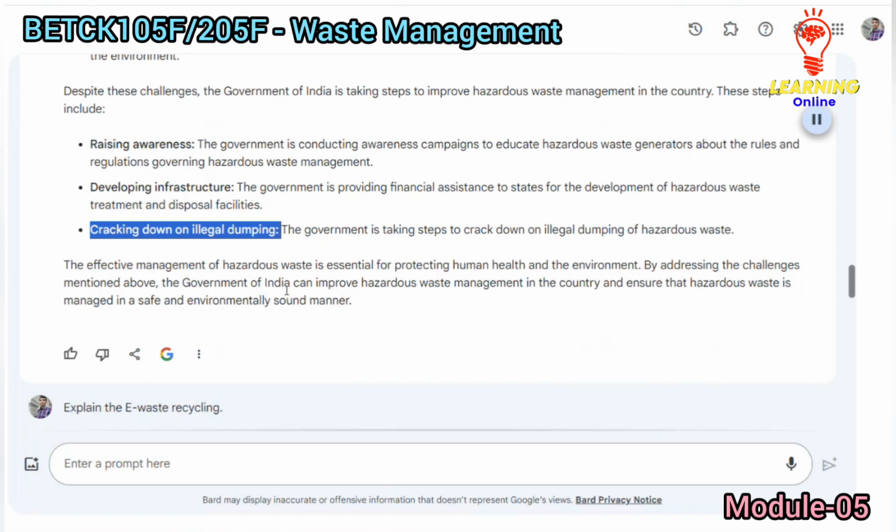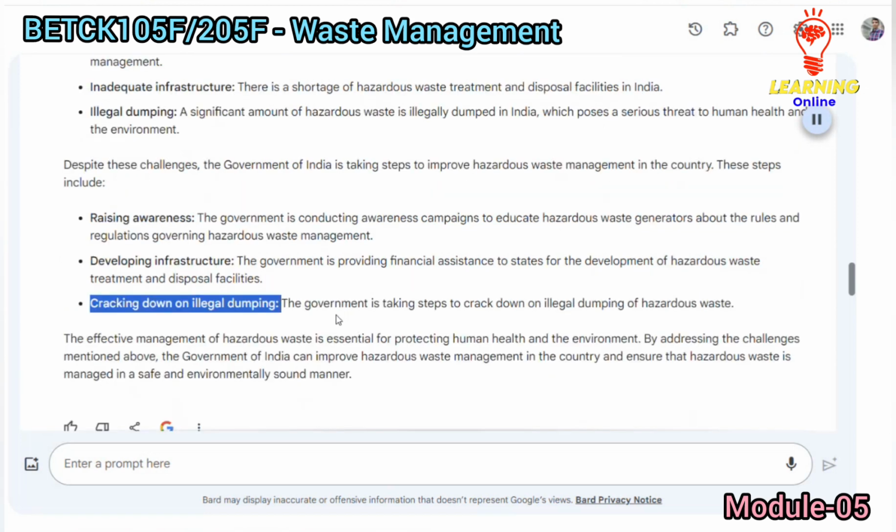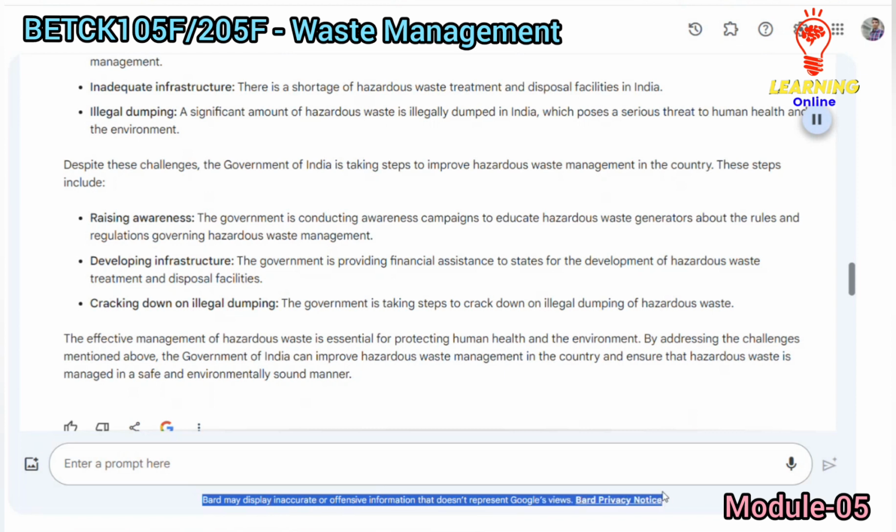The effective management of hazardous waste is essential for protecting human health and the environment. By addressing the challenges mentioned above, the Government of India can improve hazardous waste management in the country and ensure that hazardous waste is managed in a safe and environmentally sound manner.